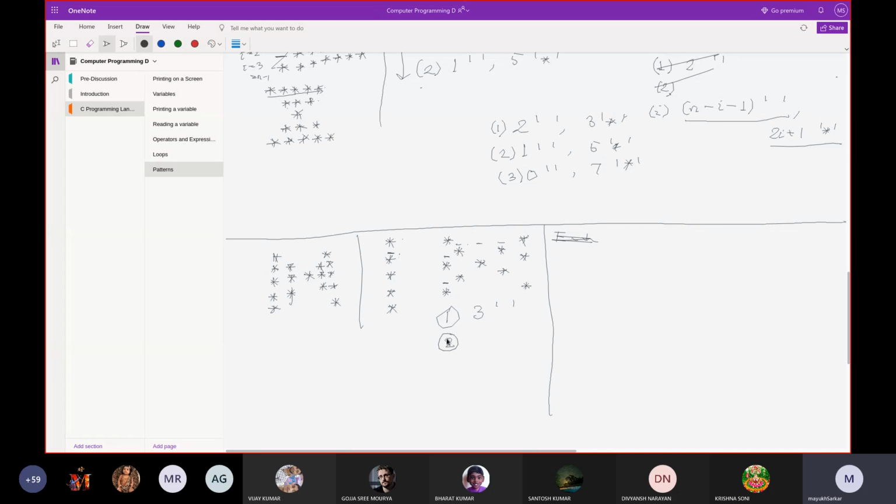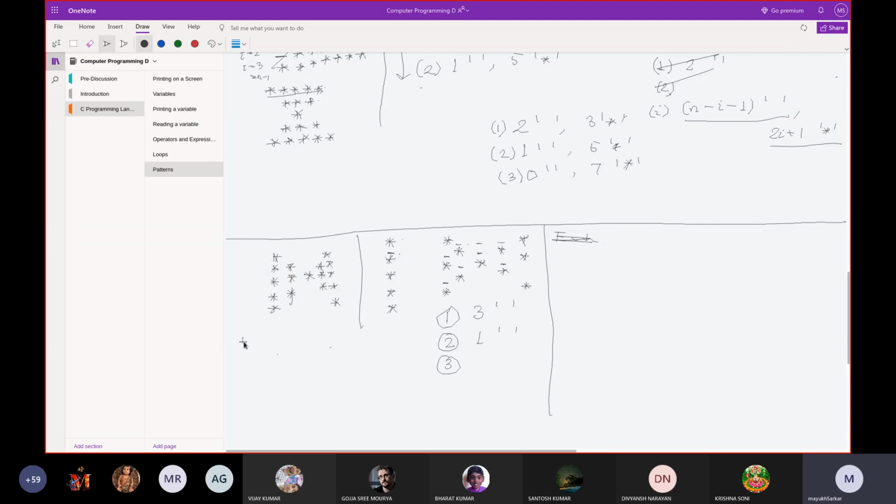In the second row there will be a single space. I'm considering the space in between. Okay, so there will be a single space. In the third row, now there are 3 stars separated by a single space. Okay, now it is showing variant behavior on defined rows.